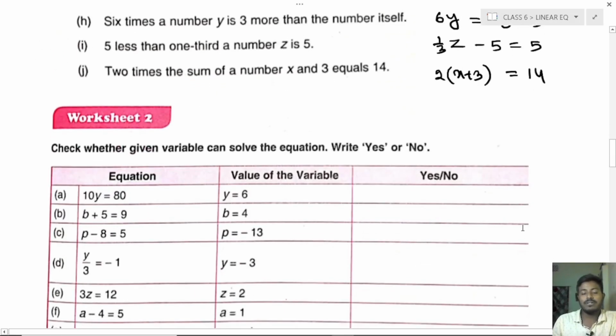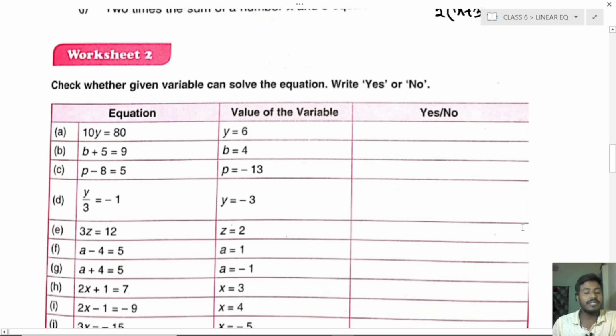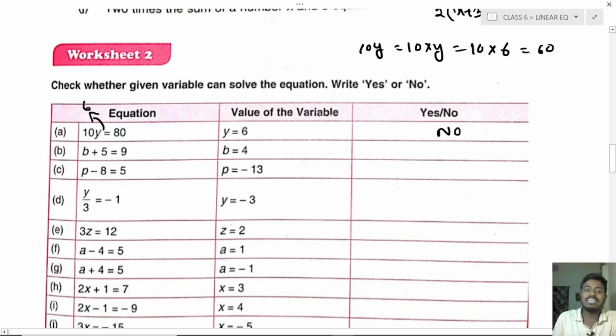Check whether the given variable can solve the equation, then write yes, otherwise no. First we check, when you put the value of y as 6, then the left hand side is 10 into 6, that is 60, because 10y means 10 into y. So 60 equal to 80? No. So the answer is no. When you put the value y equal to 6 in this equation, the value does not satisfy.